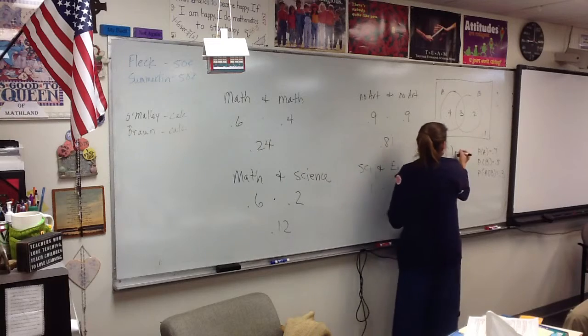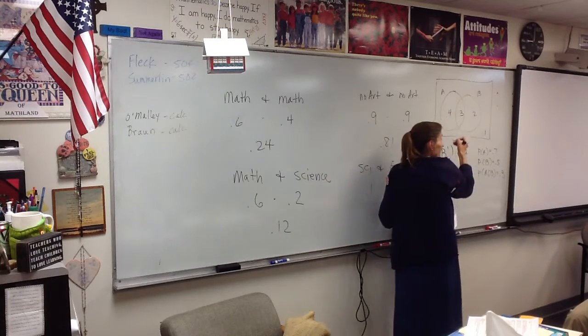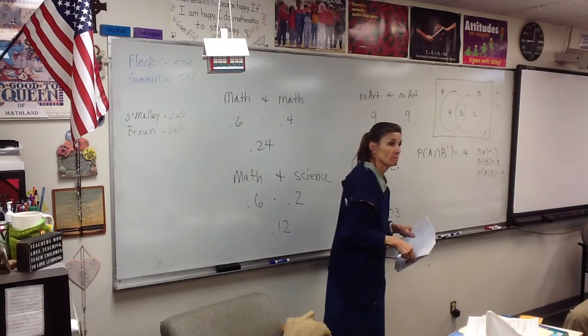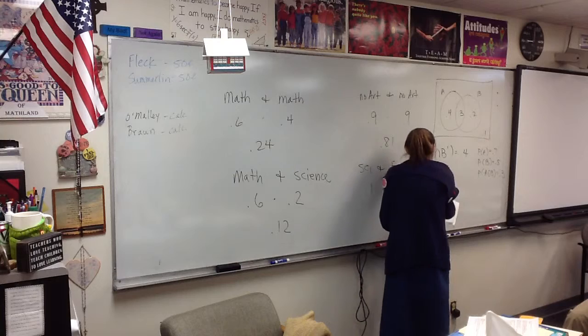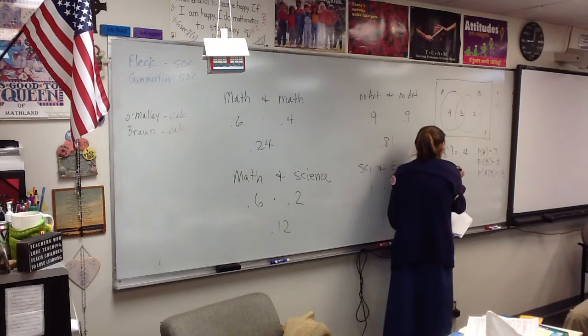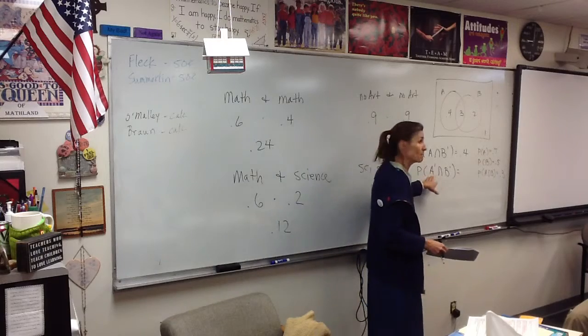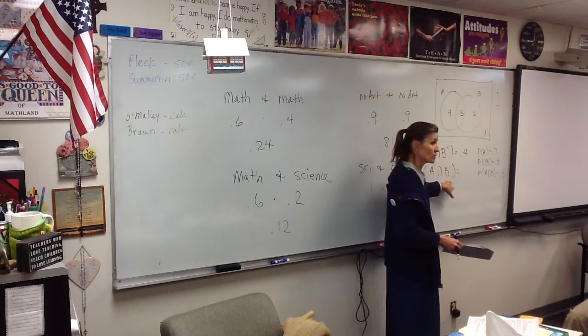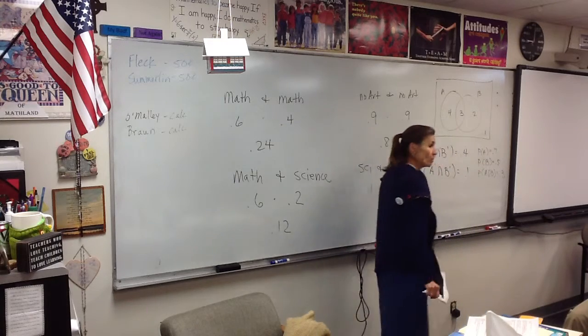What is that? 0.4. That's these folks right here. They're in the A circle, but they don't belong in the B circle. What does the second one mean? They don't like either. You don't like peanut butter and you don't like jelly. So where are you? You're here. That's 0.1.